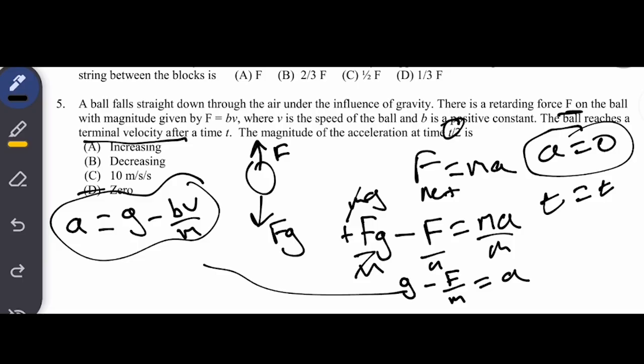And I would say we can cross out choice C also at this point, because it's giving us a solid value and we don't really have any numbers to plug in. So saying that it's equal to 10 meters per second squared is not something that we can just assume. So we can cross out choice C, leaving us with choice A and choice B, increasing and decreasing as our choices.